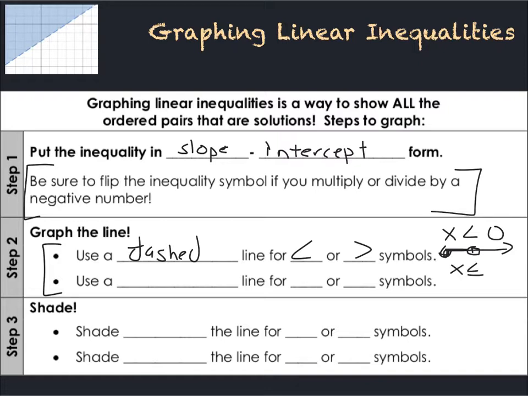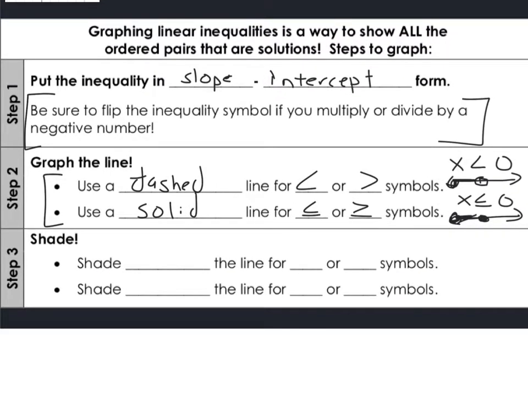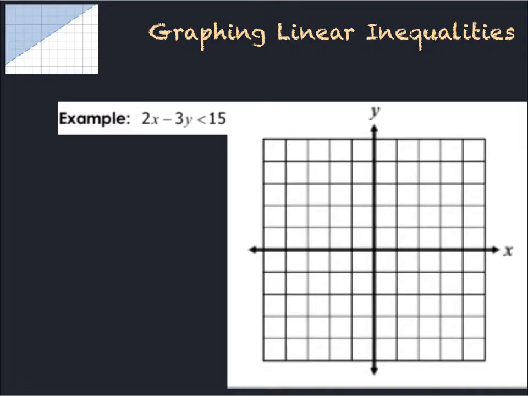Now if this was x is less than or equal to 0, then you would put a solid circle on 0 and you would shade to the left. So if it's less than or equal to or greater than or equal to, you would use a solid line. As with inequalities in one variable, we are going to have to shade. And when we have inequalities that have two variables, shade above the line for greater than or equal to symbols, shade below the line for less than or equal to symbols.